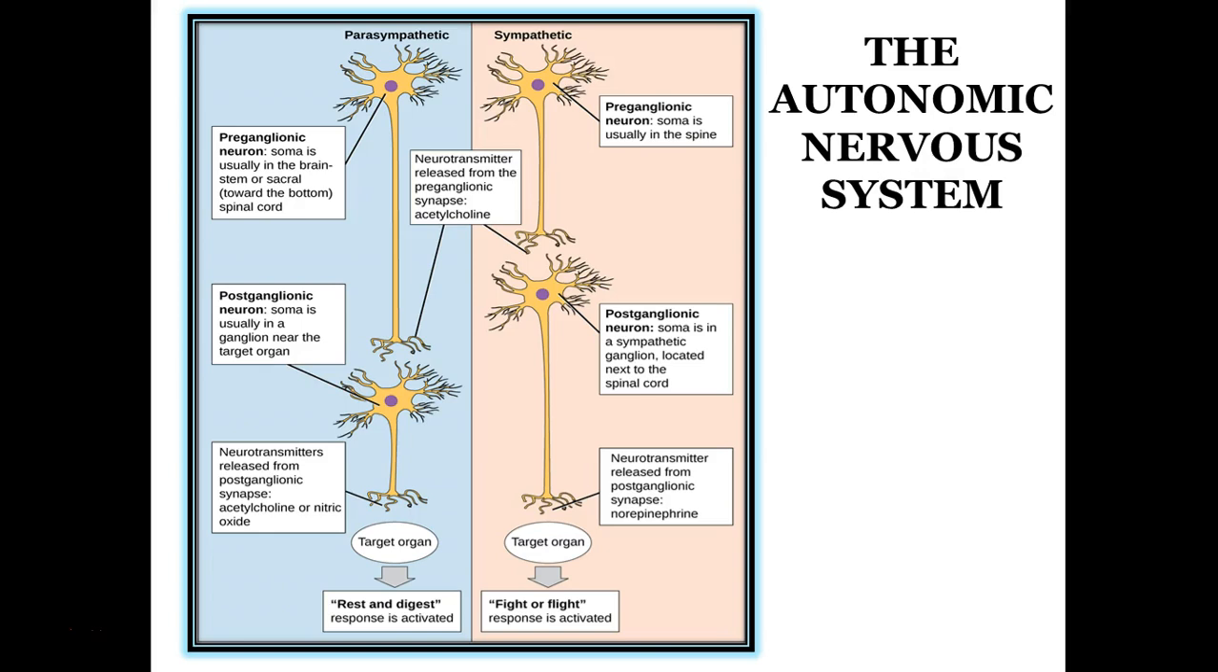But in case of sympathetic, the soma of the preganglionic neuron is in the spinal cord, and in case of the postganglionic neuron, the cell body is in a sympathetic ganglion next to the spinal cord. The neurotransmitter is released, in this case norepinephrine, which further reaches the target organ and activates your fight and flight response. So this is all about your autonomic nervous system.